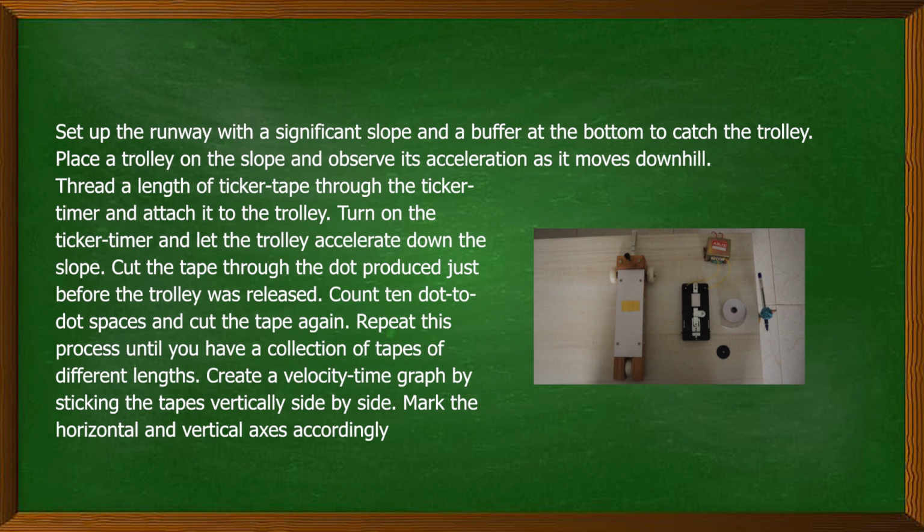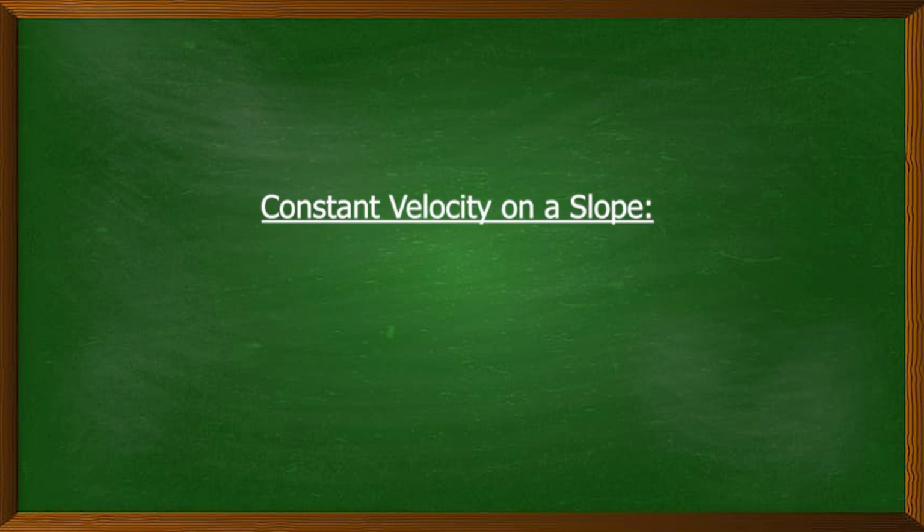Create a velocity time graph by sticking the tapes vertically side by side. Mark the horizontal and vertical axes accordingly. Constant velocity on a slope.